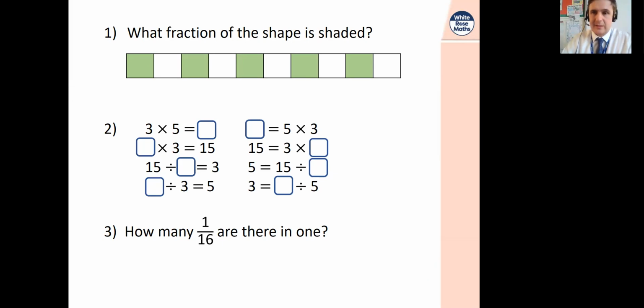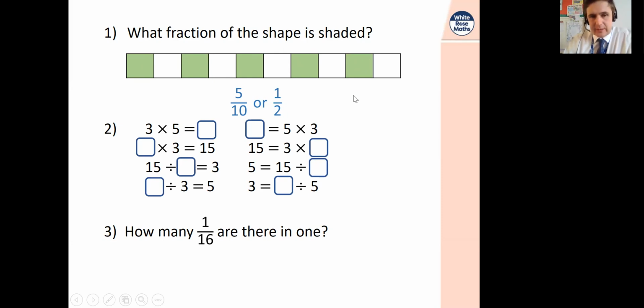And let's get started then with question 1. What fraction of the shape is shaded? You can see there that there are 1, 2, 3, 4, 5, 6, 7, 8, 9, 10 blocks, and that 1, 2, 3, 4, 5 of those are shaded. 5 equal parts of 10, or half. Okay, 5/10 of that bar model is shaded, or half of it is shaded. It's the same thing. 5/10 and 1/2 are equivalent fractions.